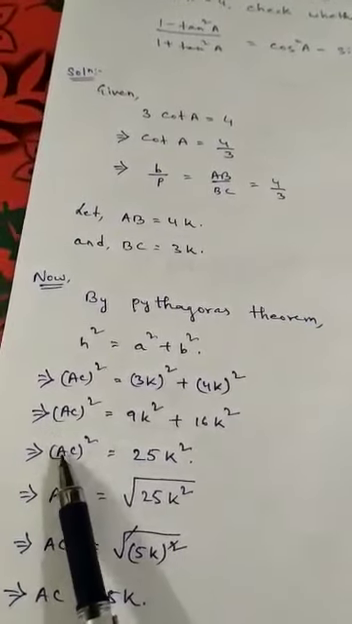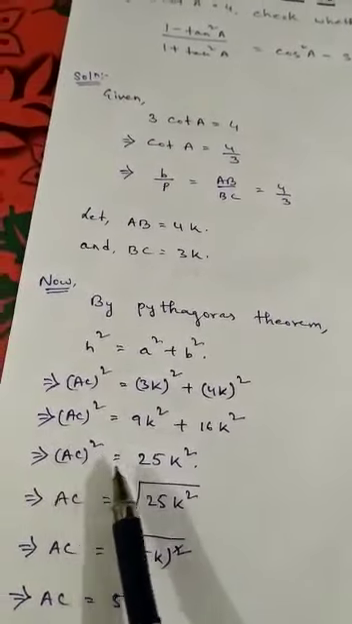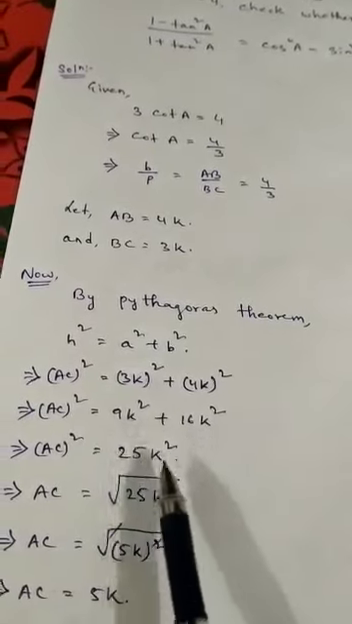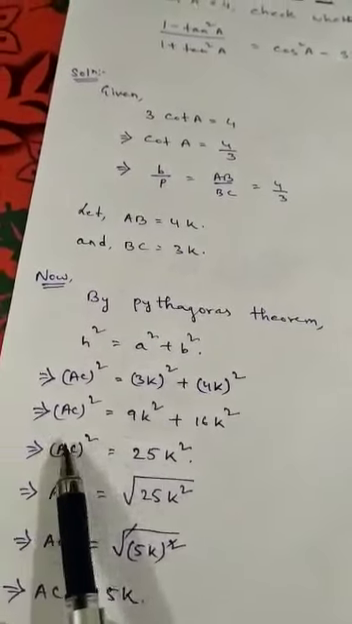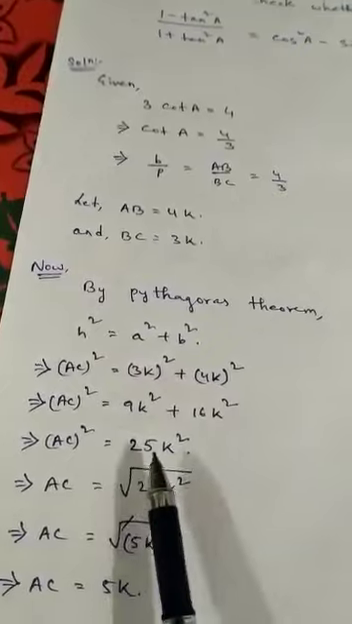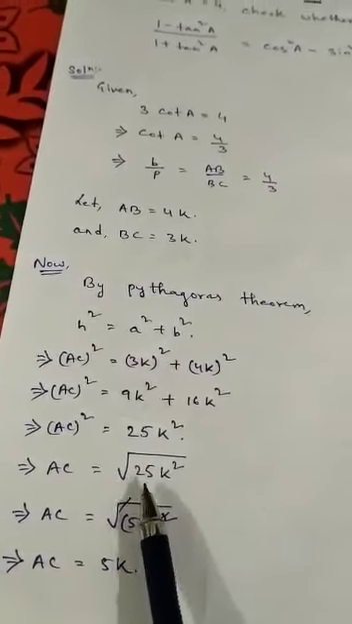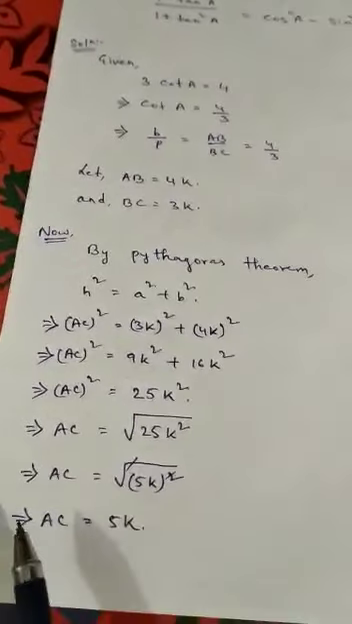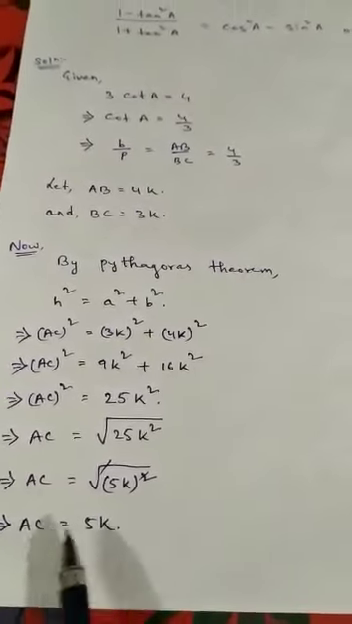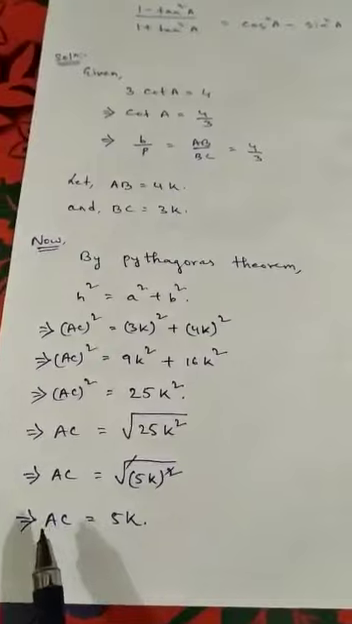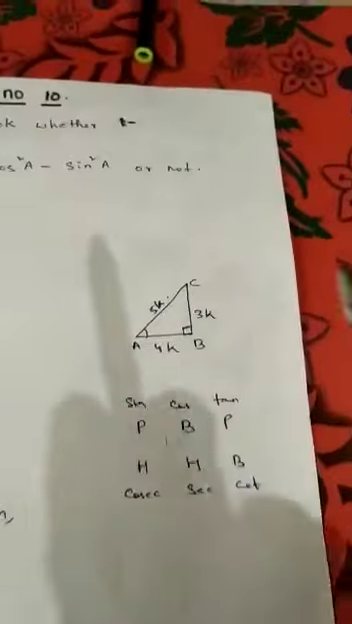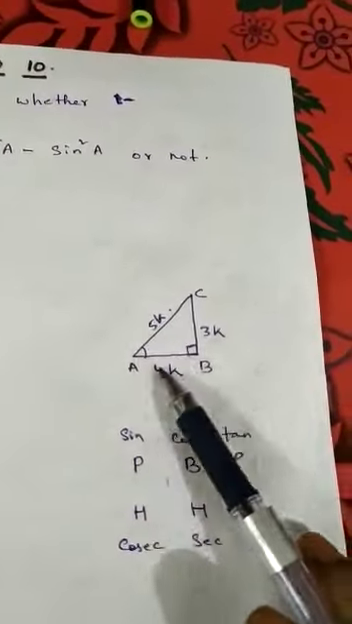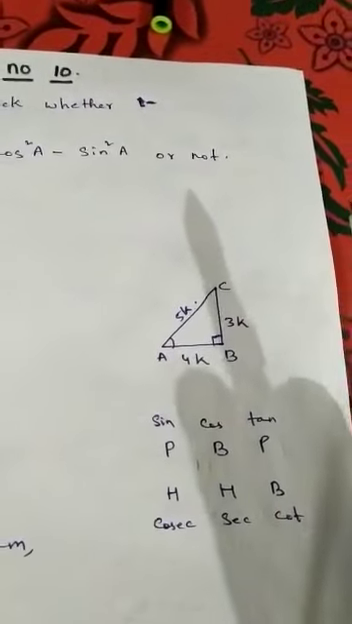Which implies AC square is equal to 16k square plus 9k square, which is 25k square. Square transposes to this side and becomes root. 25k square can be written as 5k whole square. Square and root get cancelled. The value of AC becomes 5k. So we got the value of AC as 5k. Now we know all the three sides. Now we will come to the main part of the question.